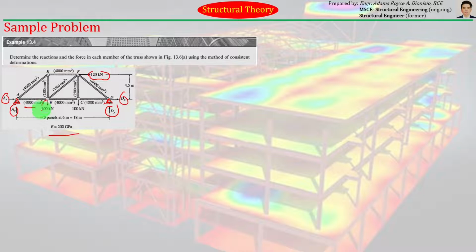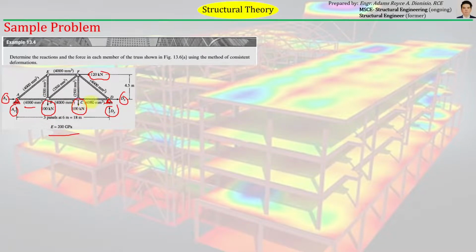We also have a load here applied equivalent to 100 kilonewton. We have two loads there. So we are being tasked to analyze this indeterminate structure. We are being tasked to solve for the unknown reactions, as well as the actual forces on each member. So how will we solve this particular problem? Again, we will just apply the concept of the method of consistent deformation.